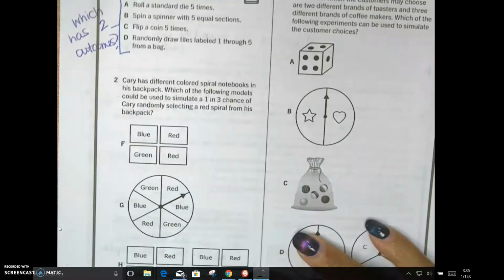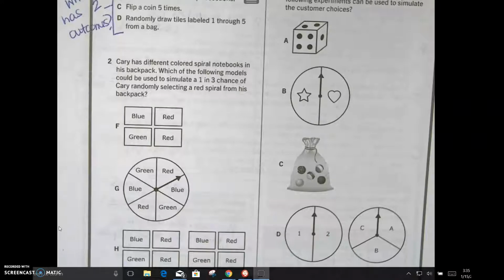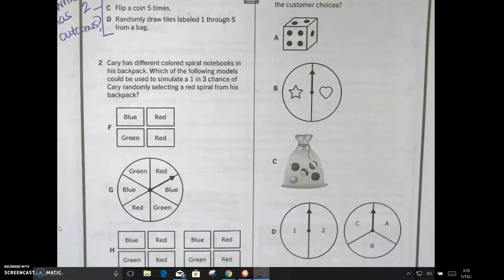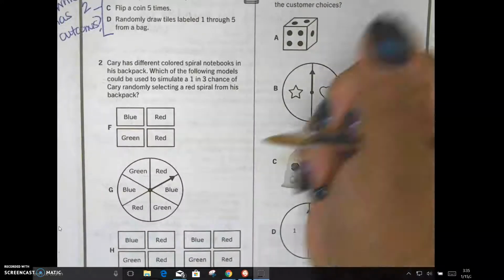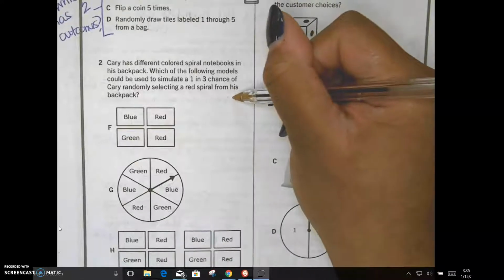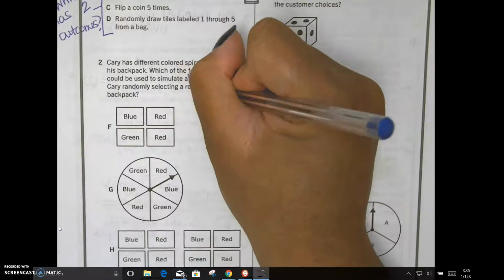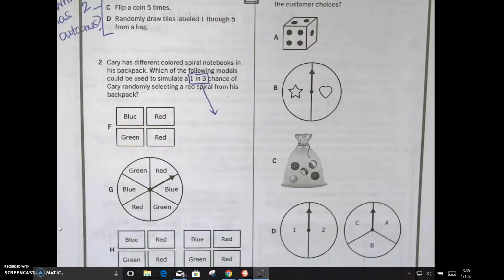For number 2, Carrie has different colored spiral notebooks in his backpack. Which of the following models could be used to simulate a 1 in 3 chance of Carrie randomly selecting a red spiral from his backpack? What are they asking me for here? What's important? The 1 in 3 chance is important. How do I write that? Oh, what else is important? 1 in 3 chance for what? For a red spiral.